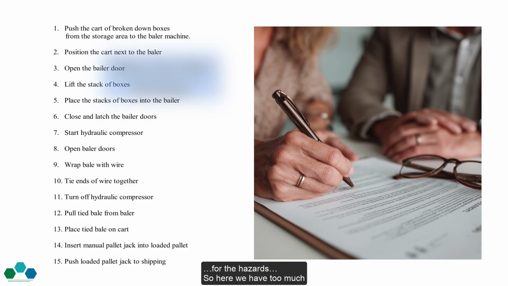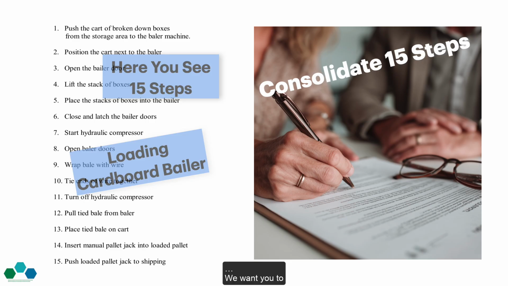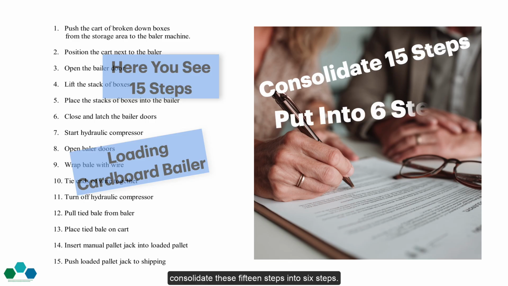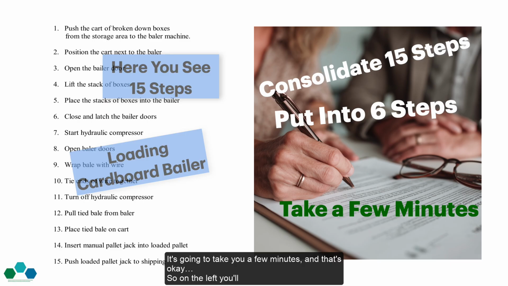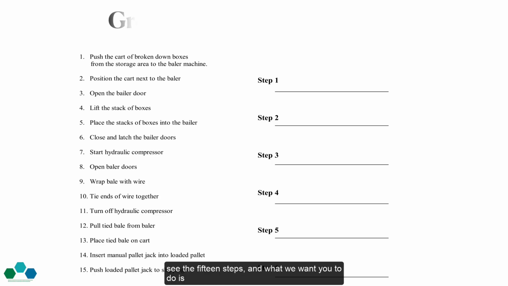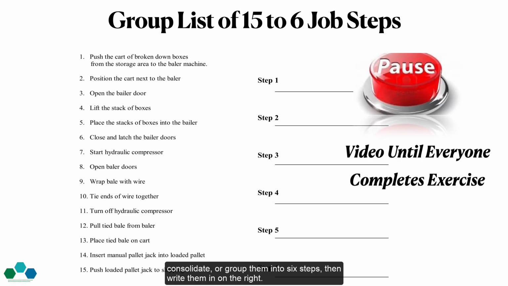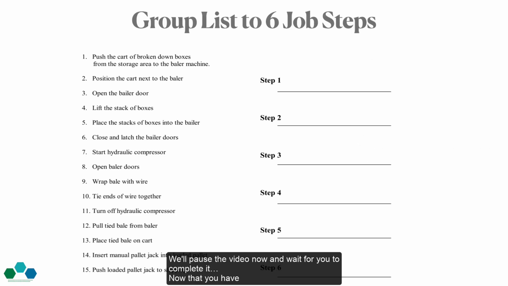So here we have too much information, 15 steps in operating this cardboard box baler. We want you to consolidate these 15 steps into 6 steps. It's going to take you a few minutes, and that's okay. So on the left, you'll see the 15 steps, and what we want you to do is consolidate or group them into 6 steps, then write them in on the right. We'll pause the video now and wait for you to complete it.